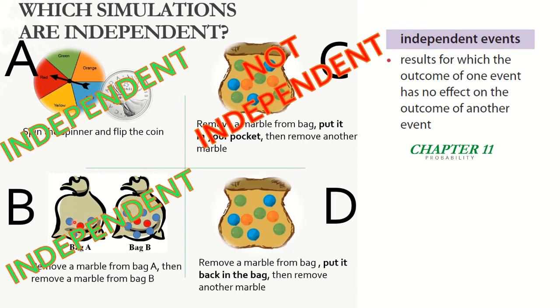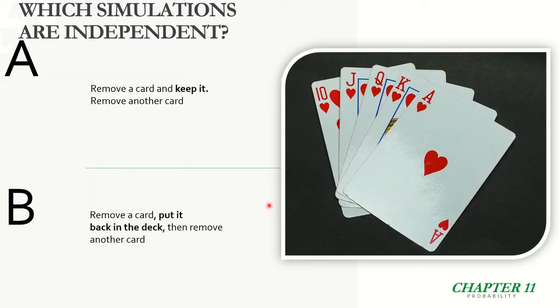And that's because whatever you pick in the first bag has absolutely no effect on what you pick out of the second bag. And finally, part D here, picking a marble out of a bag, putting it back in, picking another marble. Those are independent events. The odds are the same. You haven't changed anything. You've written down your response. You've put the marble back in. So the odds that you get that marble are the exact same in the second experiment as they were the first experiment. Okay, let's look at a deck of cards now.